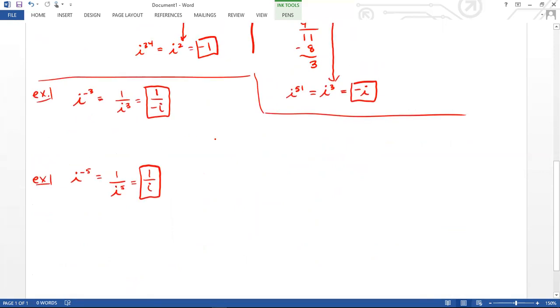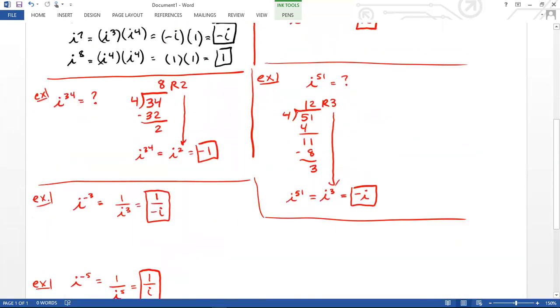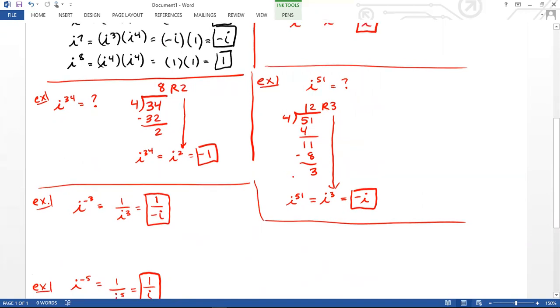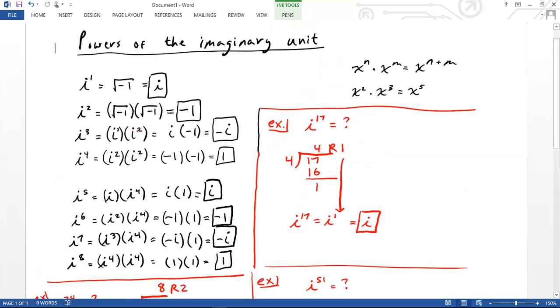Just like I said, take the exponent, divide it by 4, and whatever the remainder is, that's your new exponent. And then use the chart for the first 4. And that's it.